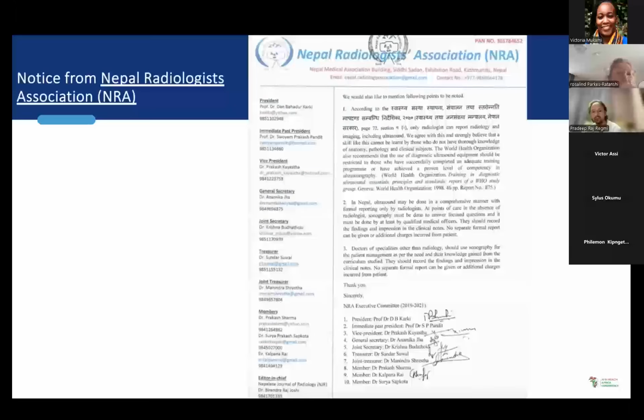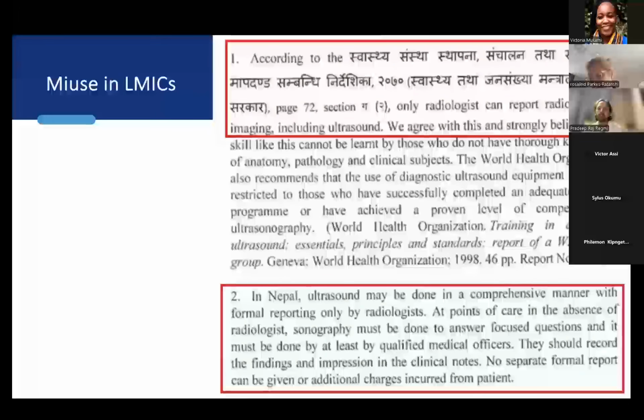So the Nepal Radiologist Association was bound to put out this notice for healthcare professionals and other non-clinicians: the formal report of the ultrasound or any radiology device modalities must be done only by radiologists, and the formal signed report is only allowed for the radiologist, not other clinicians. Other clinicians can definitely work with the ultrasound for the sake of patients in a hospital setup, but without getting money for that practice.